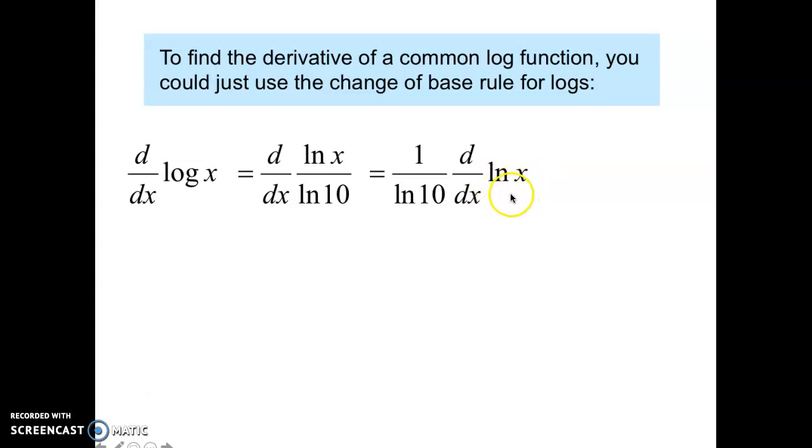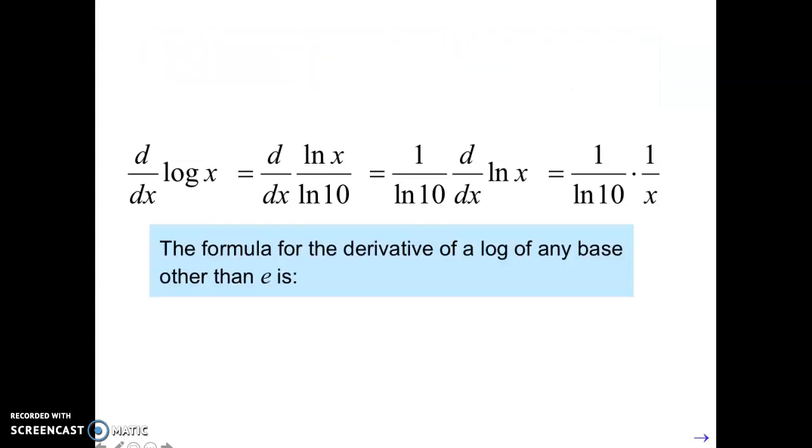The derivative of the natural log of x is just 1 over x. Therefore, we see that the derivative of log to the base 10 is equal to 1 over x, just as we saw with natural log. But then we're just going to multiply by 1 over the natural log of the base, which will be true for any base. The formula for a derivative of a log of any base other than e is equal to 1 over the function x multiplied by the natural log of the base.